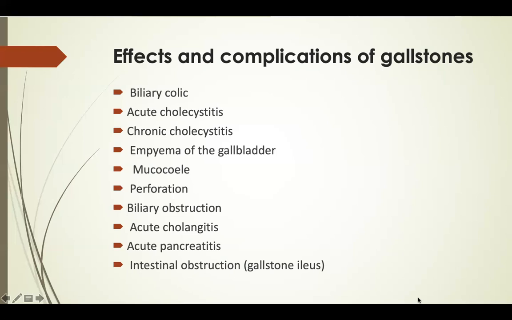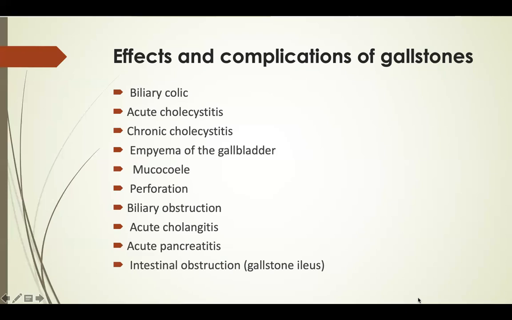Similarly, if this perforation occurs, the pain will be more generalized than in acute cholecystitis or chronic cholecystitis. The whole abdomen may be painful, and on examination it may be tender. Then biliary obstruction: if a small stone slips from the cystic duct into the common bile duct, I will show you the anatomy later on, it may give rise to biliary obstruction.